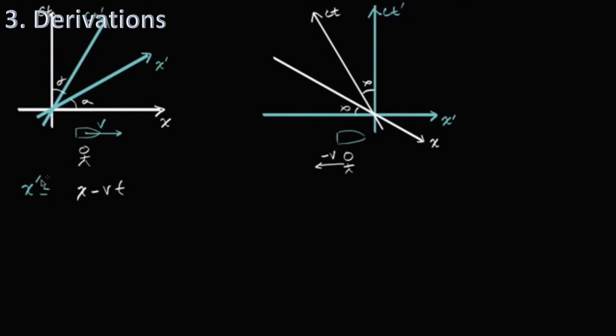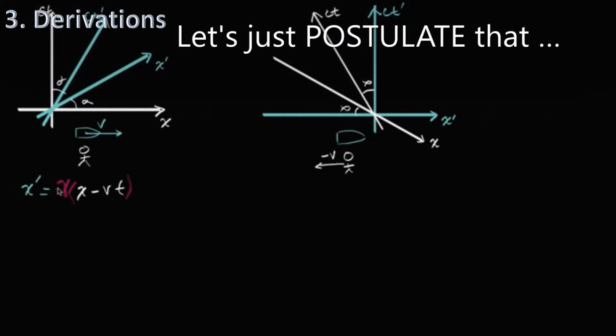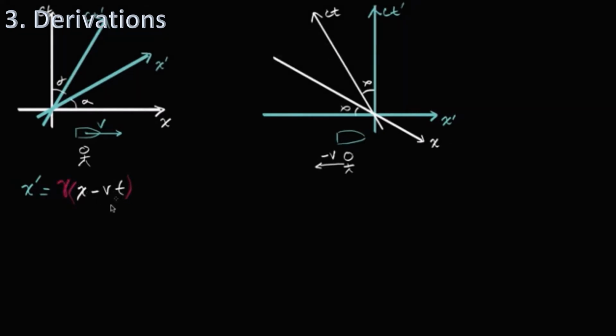Now we already know that if you just use the Galilean transformation, then the speed of light would not be absolute. It would not be the same in every frame of reference. And so we had to let go of the constraint that time and space are absolute. And so there's going to be some type of scaling factor involved. We can call that scaling factor gamma. So let's postulate that x prime, if we assume the speed of light is absolute, is going to be some scaling factor gamma times x minus vt.